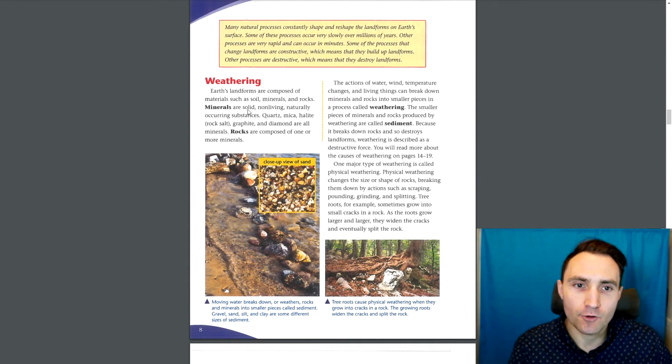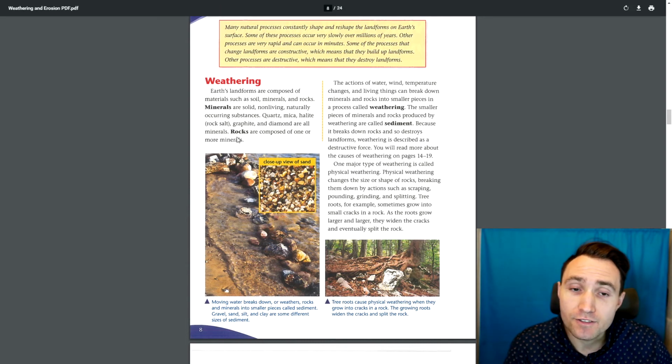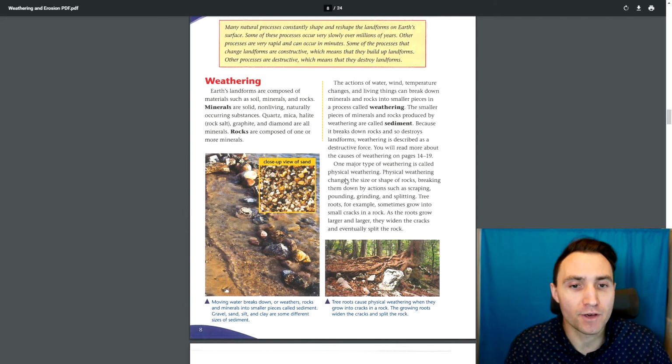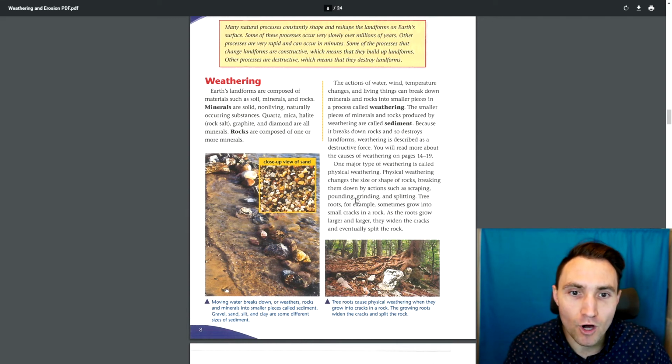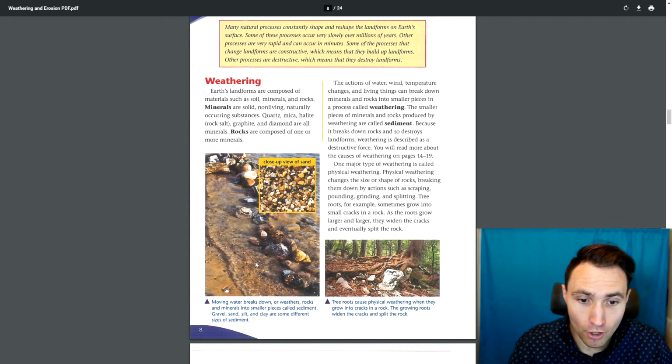Weathering. Earth's landforms are composed of materials such as soil, minerals, and rocks. Minerals are solid, non-living, naturally occurring substances. Quartz, mica, halite, a rock salt, graphite, and diamond are all minerals. Rocks are composed of one or more minerals. So we can look at this picture, a close-up view of sand. We can see the moving water breaks down, or weathers, rocks and minerals into smaller pieces called sediment. We learned about this in our soils section last quarter. Gravel, sand, silt, and clay are some different sizes of sediment. You've got the sand, and this gravel or large rocks.